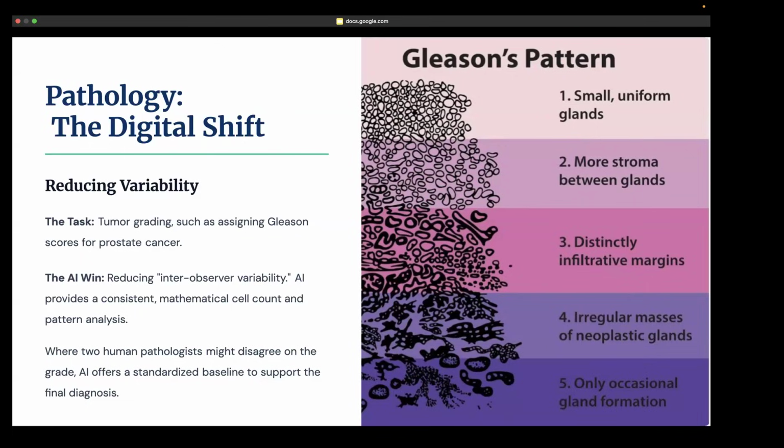Whereas maybe a more experienced pathologist would look at it and say, "Hey, this looks like it's benign. Don't worry about it." AI can kind of reduce that observer variability. It can probably give you a consistent mathematical cell count, maybe, and pattern analysis, which could help.